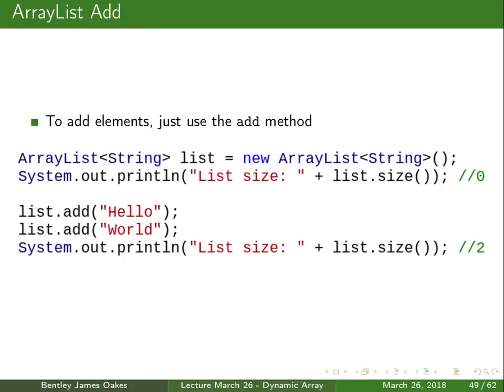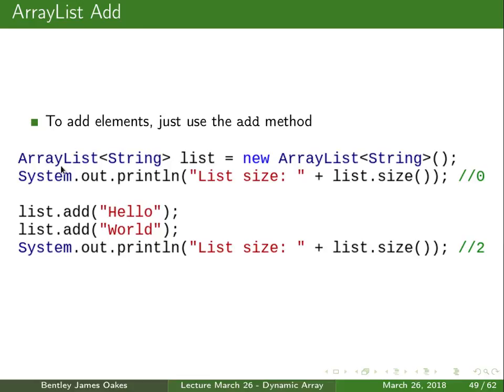Array lists are very nice. I want to show you the comparison between a dynamic array and an array list. Behind the scenes, array lists are doing something pretty much like dynamic arrays. That's why object orientation is useful, because it hides the details from you.